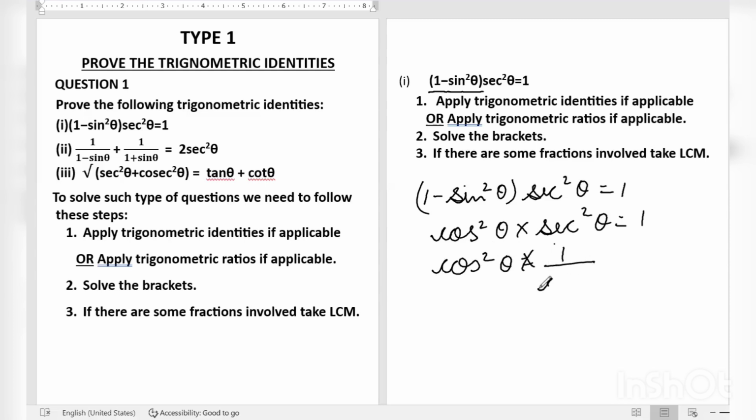cos square theta into 1 upon cos square theta is equal to 1. Cos square theta cancels out, so we have 1 is equal to 1, that is LHS is equal to RHS. So we have proved that LHS is equal to RHS.